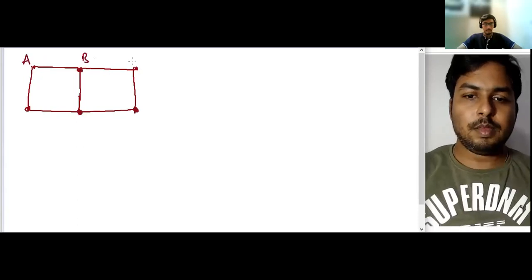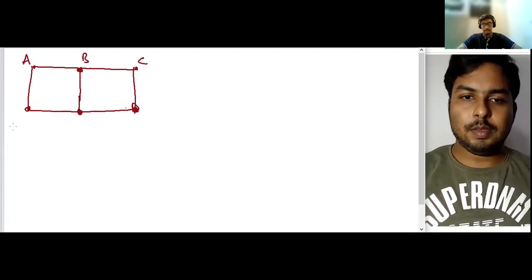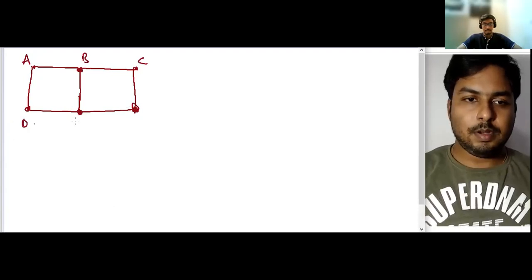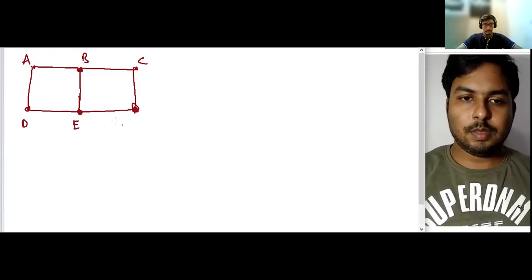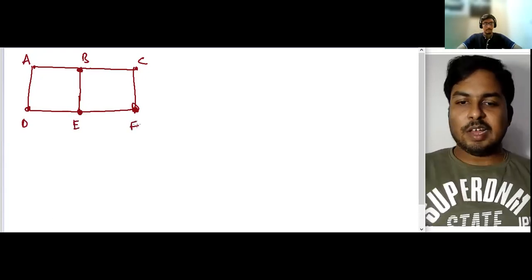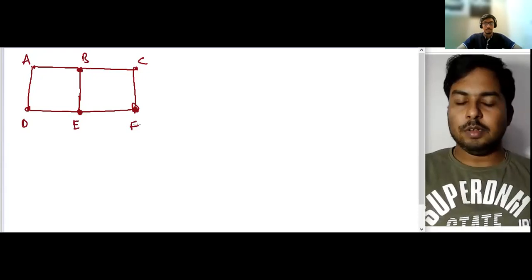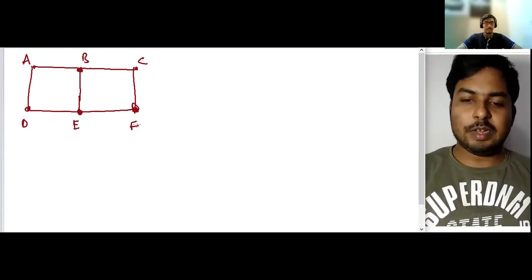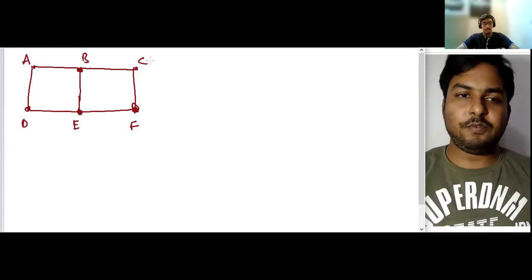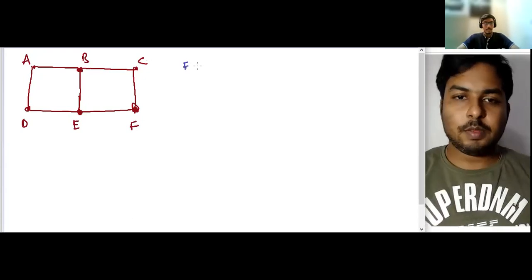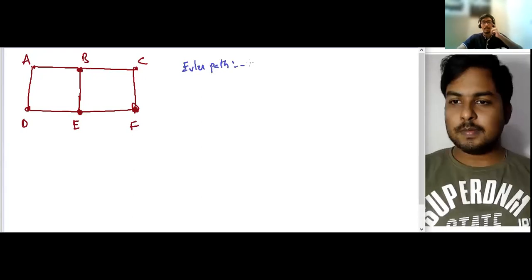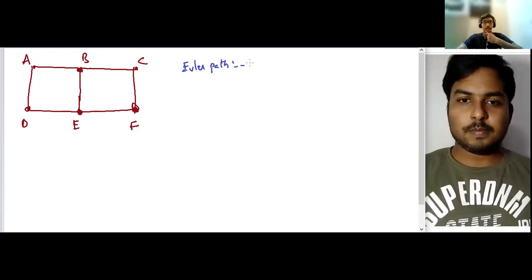A, B, C, D, E, F. The same question: someone has asked me to draw the Euler graph for this, to write down the Euler path for this. So I'll start from A. Sir, it is not an Euler path graph because in B there are two paths.